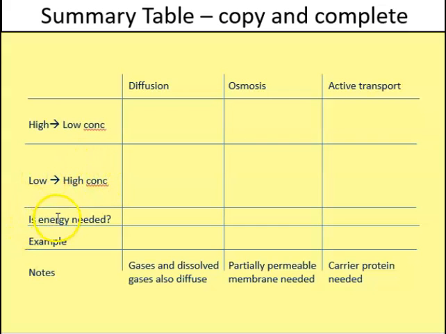Then you need to put a tick or cross for is energy needed. So if it's needed, tick. If it's not, cross. And then an example of where diffusion, osmosis, active transport takes place, either in a plant or an animal. Okay, so pause the screencast now, have a go at completing that table. I've put some extra notes here at the bottom about diffusion being gases and dissolved gases, so things within solutions can also diffuse. I've also put osmosis needs a partially permeable membrane, and I've included that active transport needs a carrier protein. Okay, have a go and then unpause.